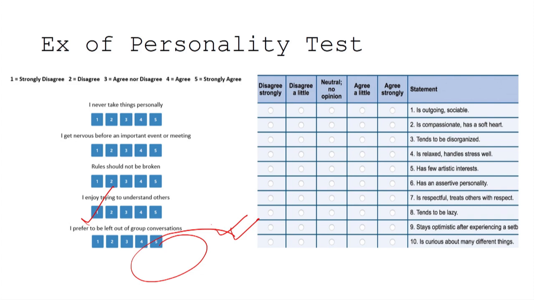On the other hand, for example, if I want to know what kind of person someone is, whether they tend to be disorganized, compassionate, soft-hearted, or relaxed and handle stress well.